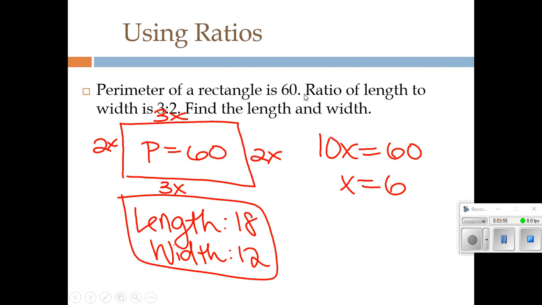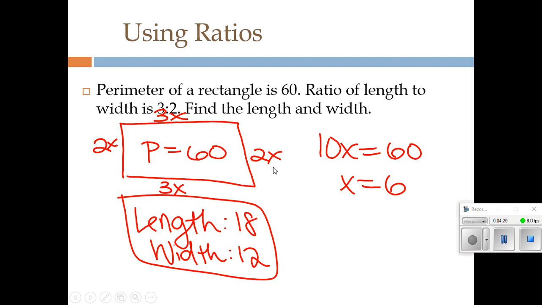The perimeter of a rectangle is 60. The ratio of length to width is 3 to 2. Find the length and the width. So here you have the ratio of 3 to 2. What you can do is write 3x, 2x, 3x, 2x, since length is the longer side. And then altogether, when you add them up, it's 60.